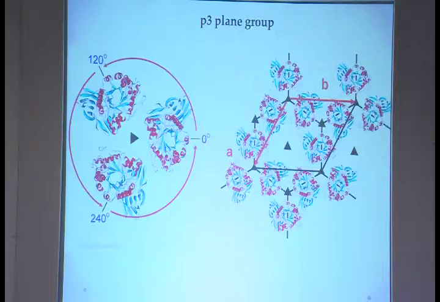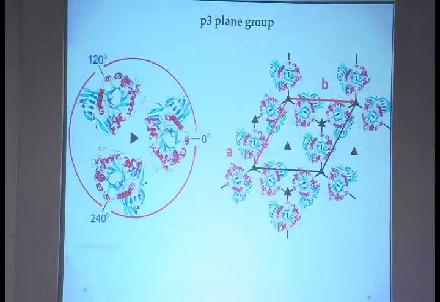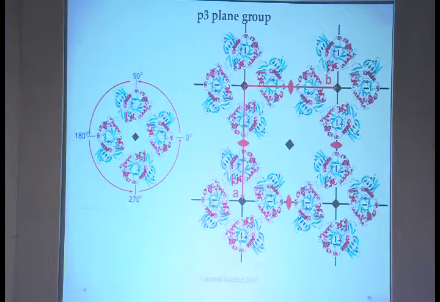Again, for the P3 plane group, you've taken the TIM barrel protein and rotated it through 2 successive rotations. Again, if you take this unit and translate it, you end up with a P3 plane group. Similarly, sorry, there's a mistake. This is a P4 plane group. So again, you take an object and rotate it by multiples of 90 degrees, so your n is equal to 4. And again, you're translating it, so you end up with a P4 plane group.